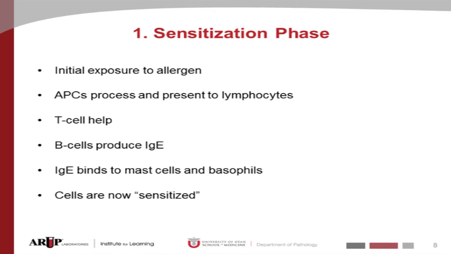So now your mast cells and basophils are called sensitized because they have IgE molecules on them that have been developed as the antigen-presenting cells having seen the allergen. So you've got mast cells and basophils now sitting around that just have IgEs attached to them.